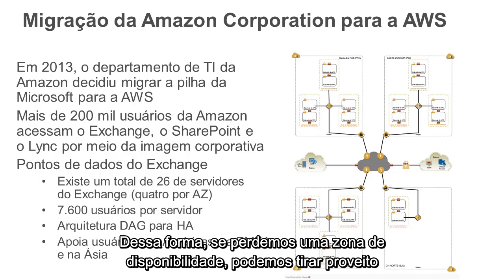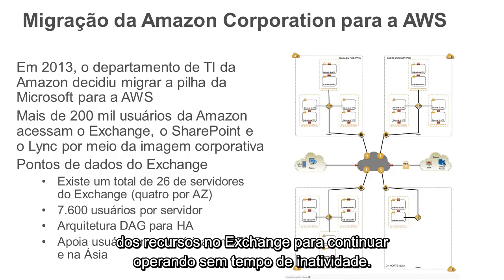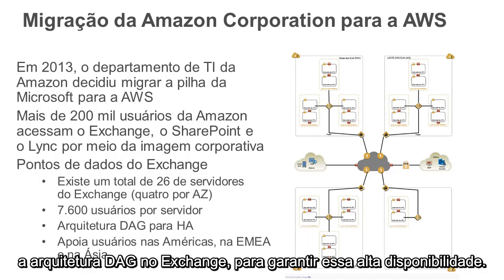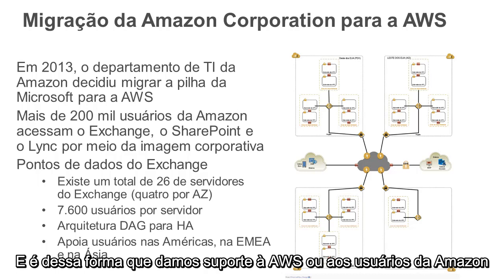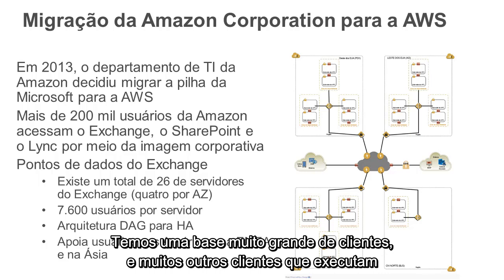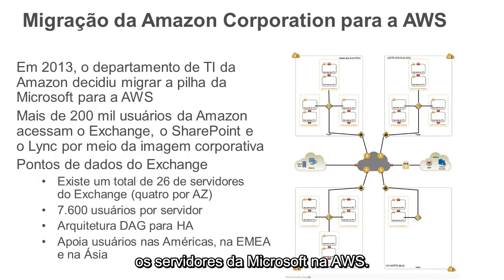And so should we lose an availability zone, we can take advantage of capabilities in Exchange to continue operating without any downtime. We're using the database availability group architecture, the DAG architecture in Exchange, for high availability. And this is what supports full Amazon users across Americas, EMEA, and Asia. And we have many other customers running the Microsoft servers on AWS.